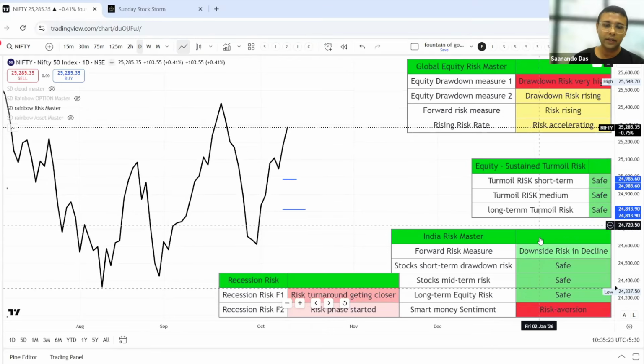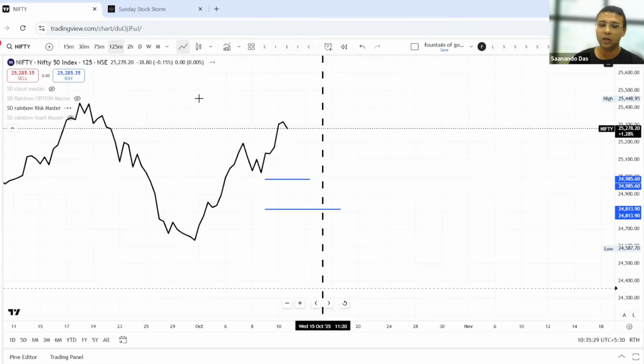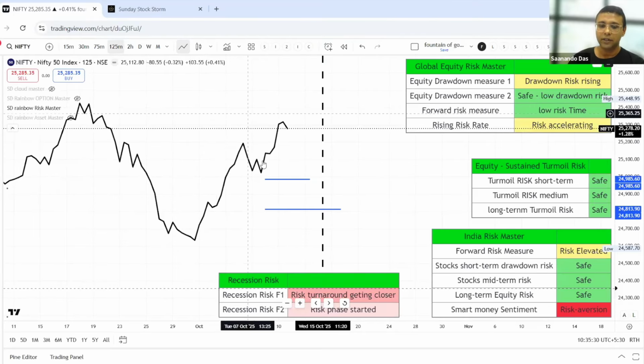After taking a look at the daily chart, I take a look at the more short-term chart, that is the 125 minutes chart. Here also Nifty is in a bullish trend, but a turnaround. President Trump announced a probable 100% tariff on China in response to China's decision to curb exports of rare earth minerals, which is very important to create magnets used for electric vehicles.